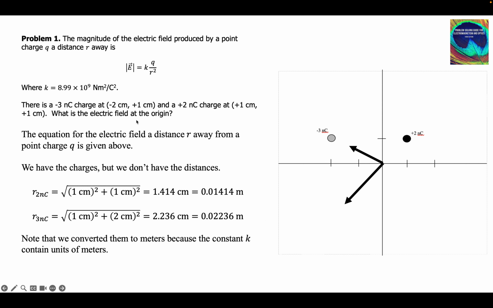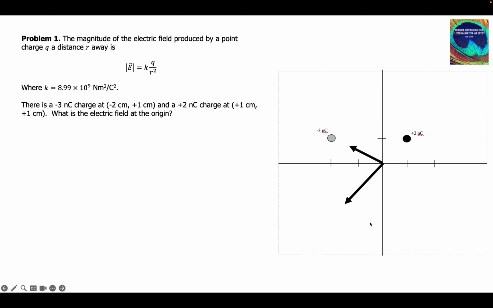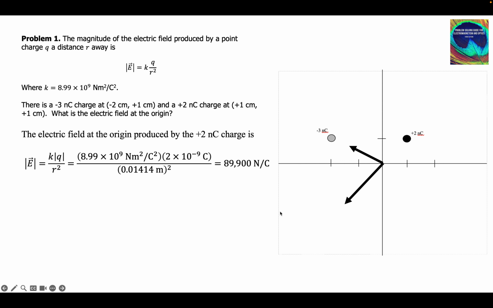We converted it to meters because this constant K is in newton meters squared per coulomb squared. So to get the meters to cancel out, we need to put the distances in the bottom in units of meters. So now we're ready to calculate the field. kq over r squared, we know those. We know everything.